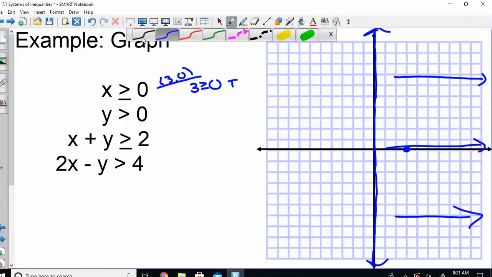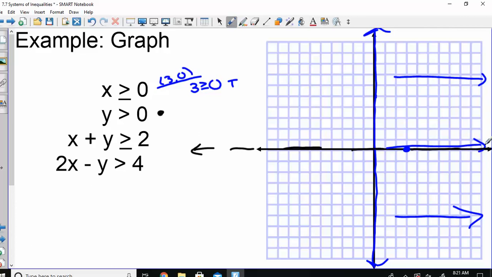Okay, what about y is greater than 0? That's horizontal line at 0, solid or dashed? Dashed. Okay. Greater than would be above. So right now, what's my overlap? This first quadrant. That's where we're going to be looking.